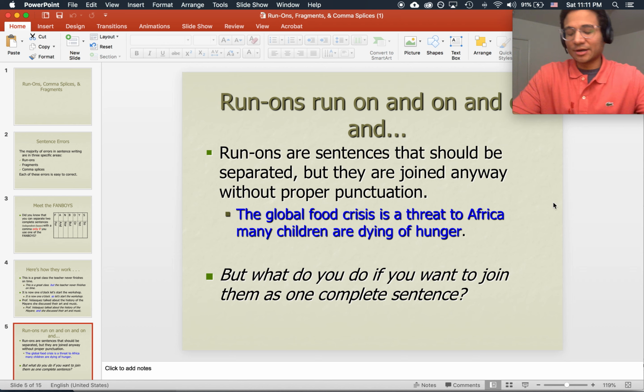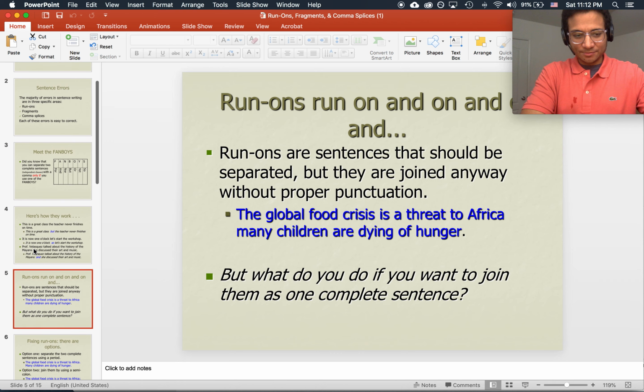And here's why we do this, because we want to avoid run-ons. A run-on is just what it sounds like. It runs on and on and on. A lot of times that's because there are multiple verbs and multiple subjects all cramped together, and there's so much going on. Look at this example here. The global food crisis is a threat to Africa. Many children are dying of hunger. See how there are two things going on and they're just crammed together.